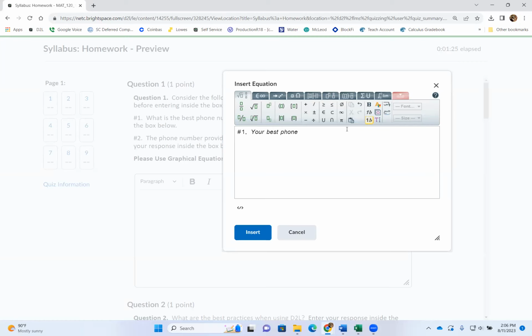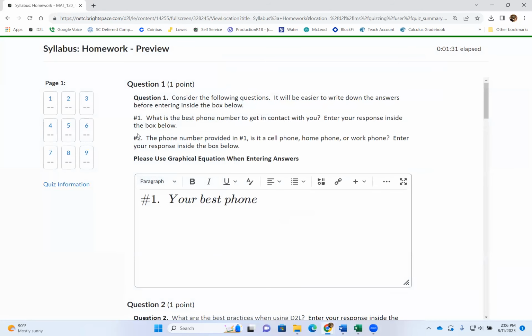Okay, so for one part, one graphical equation, then click on insert. If you type in too many lines of answers under the same graphical equation, then after you click on insert, it may not even show up here. It may not even show up that you actually entered them. All right, click on the box, press enter.